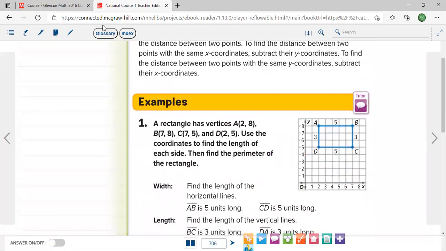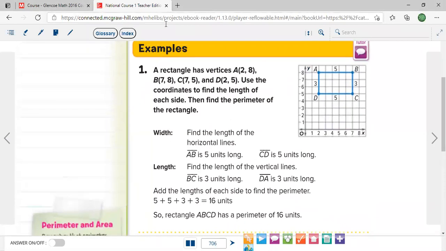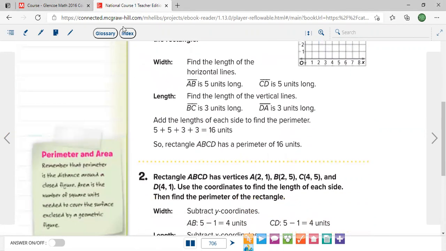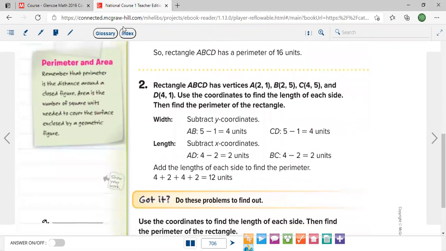So after we graph, the graph is easy for you all. How can we find the perimeter? Count. This side is 1, 2, 3, 4, 5 units. This side 1, 2, 3 units. So 5 plus 3 plus 5 plus 3. This will give you 16 units. It's easy for you to count the sides and to find the perimeter.